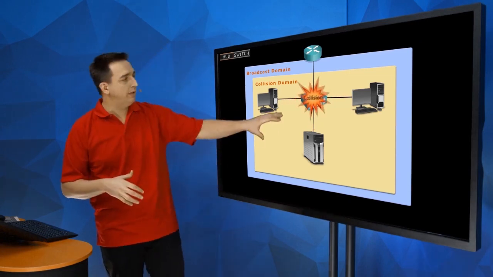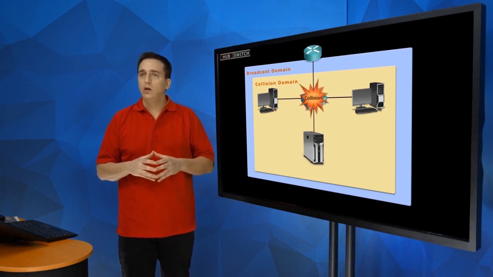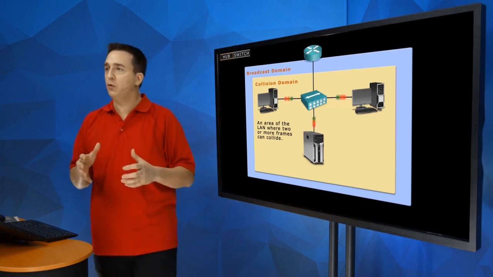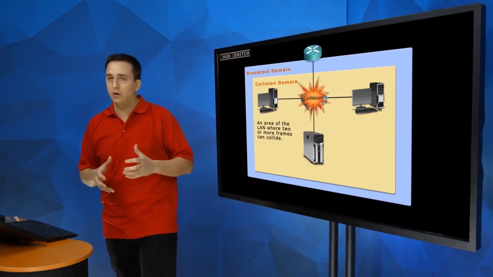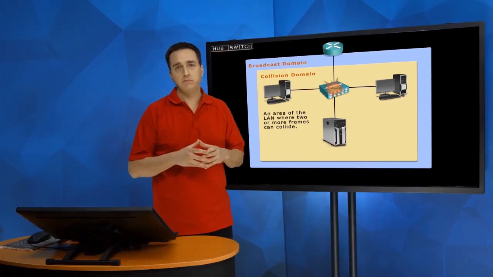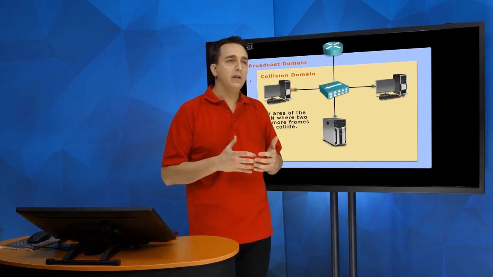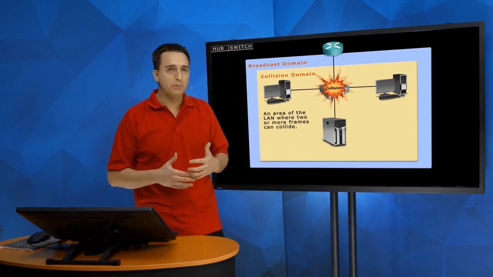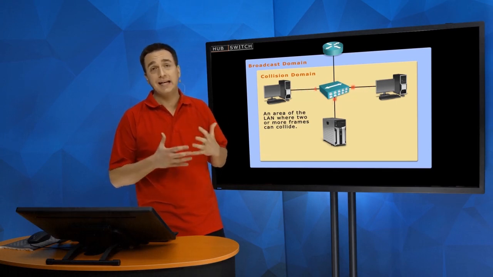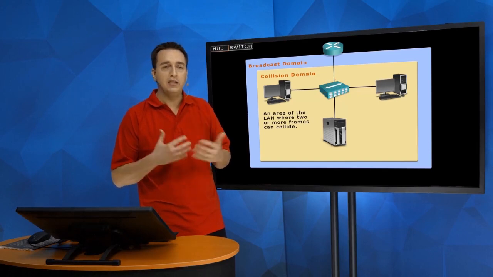And here's the reason why we can see the collision is happening. What is the collision? Well, a collision is going to occur inside of a collision domain. And a collision domain is the portion of your network where two or more frames can collide. In this particular scenario, you can see that we have one large collision domain. Both our PCs, our router, and our server are all part of the exact same collision domain. One large collision domain.